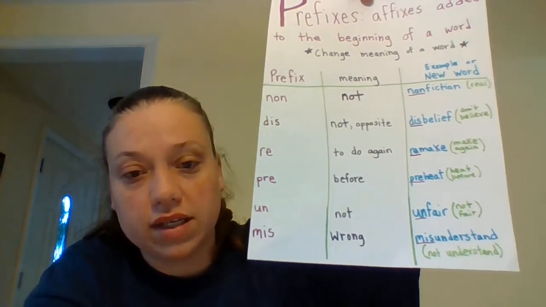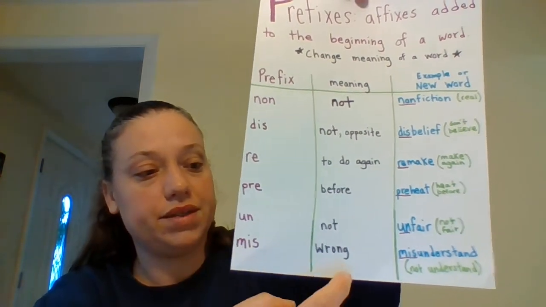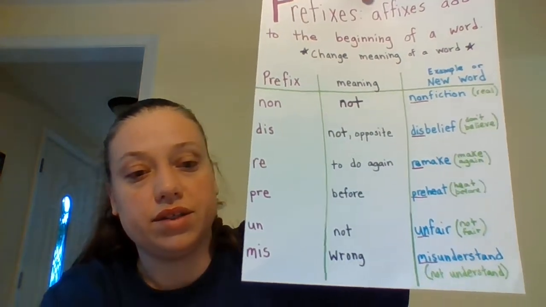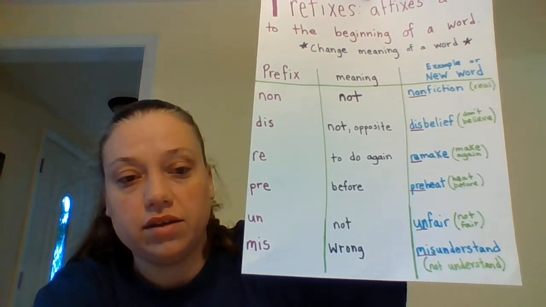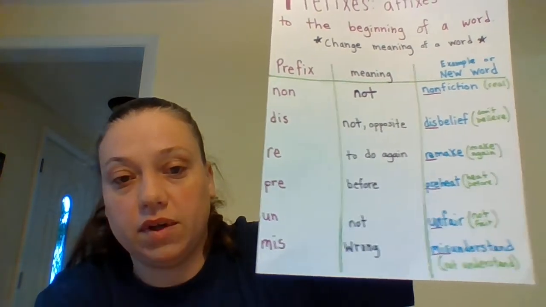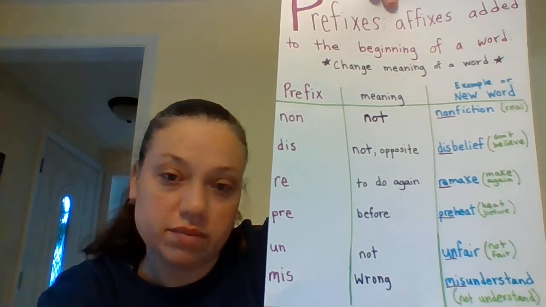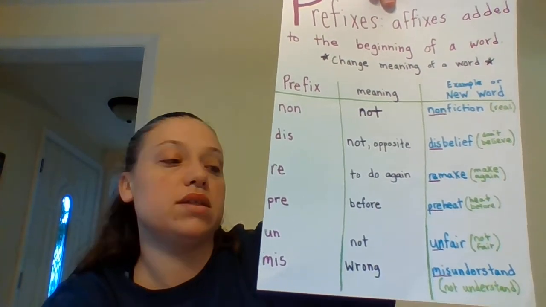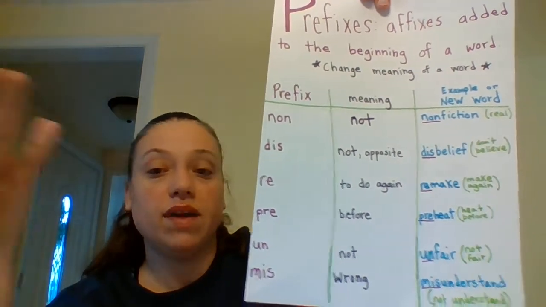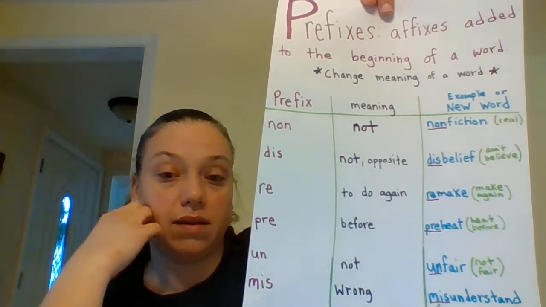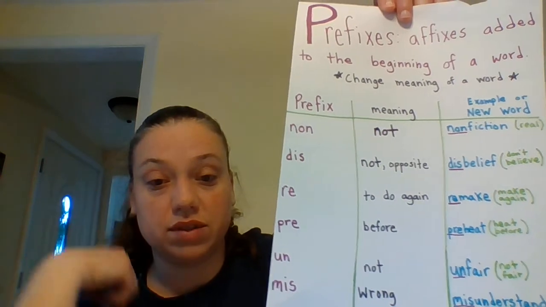And then the next one is mis. Mis, M-I-S, means wrong. I misunderstand, so we don't understand it. We have a misunderstanding. Sometimes that happens between our peers. Sometimes that happens between adults and students. It can happen between family members, or you can misunderstand something I'm teaching. If that's the case, reach out to me.